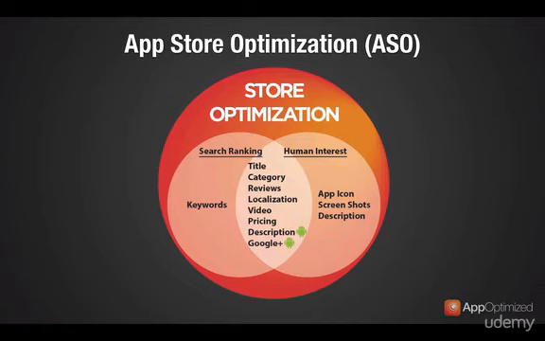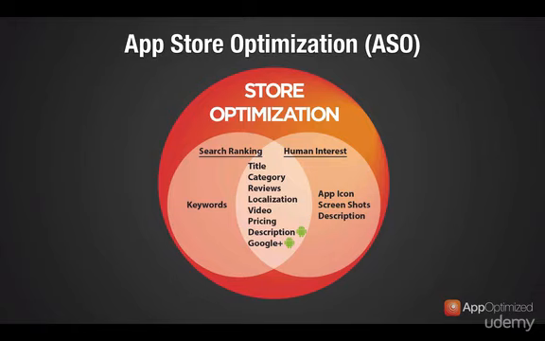And then on the right-hand side, there's human interest. There are specific things that influence what makes a person interested in your app. Those things are your app icon, your screenshots, and your description. When someone sees your app icon, they may be interested, so they click on your listing, and then they see your screenshots, and they're like, oh, this looks really interesting. And they may read your description. Those things are specific just to interest humans to download your app, and they have very little to do with how Google Play or the Apple App Store ranks your app.